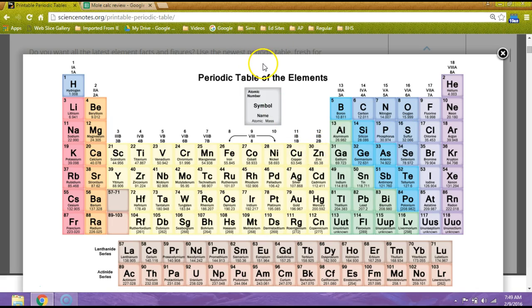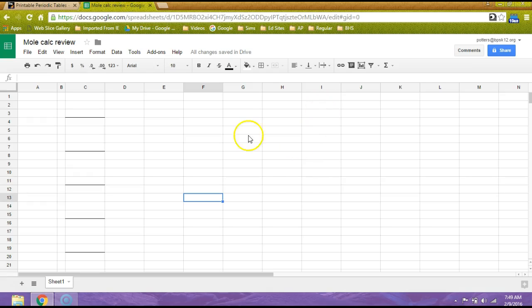Let's try a formula. Let's do, how about we do potassium sulfate. Sorry, it should be K2SO4. Now, obviously, I can't subscript in this spreadsheet, but those would be subscripts. So there's 2 Ks, 1 S, and 4 Os.